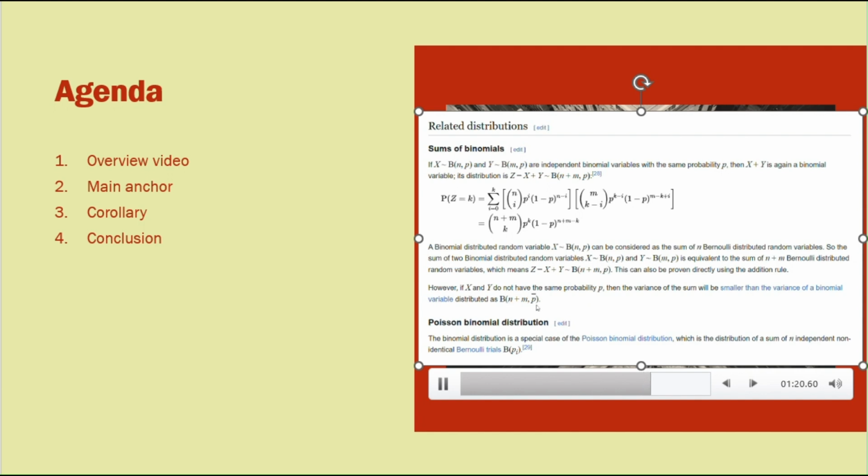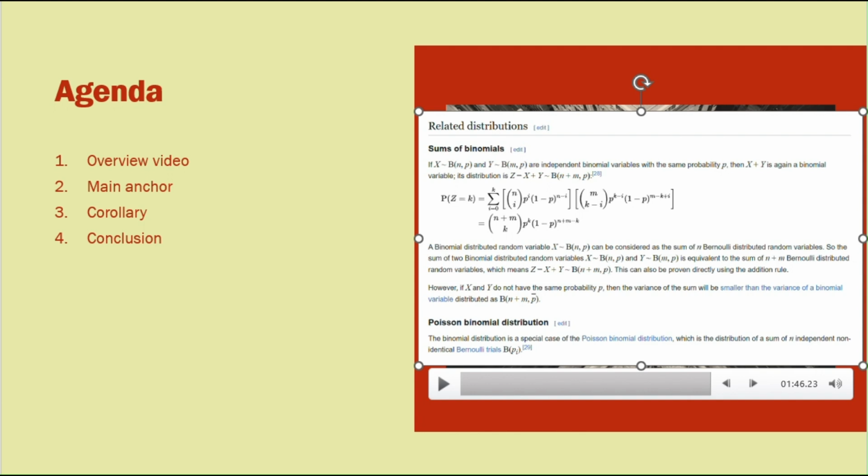However, if X and Y do not have the same probability p, then the variance of the sum will be smaller than the variance of a binomial variable distributed as binomial of n plus m, p. The Poisson binomial distribution: the binomial distribution is a special case of the Poisson binomial distribution, which is the distribution of a sum of n independent non-identical Bernoulli trials, B of p_i.